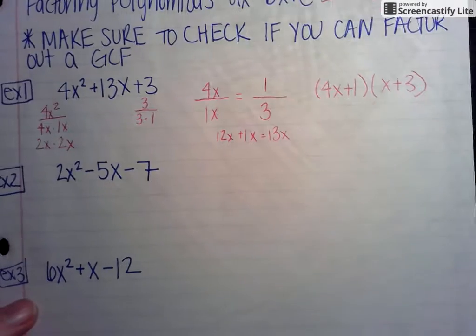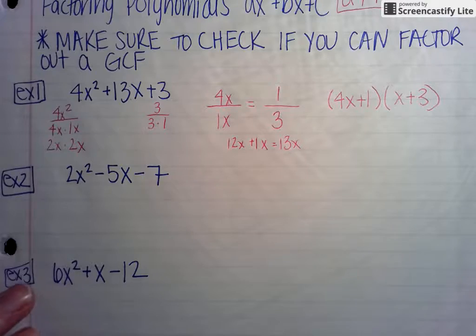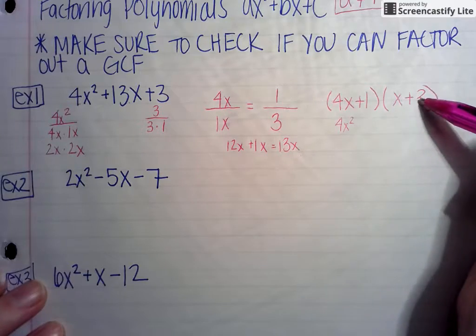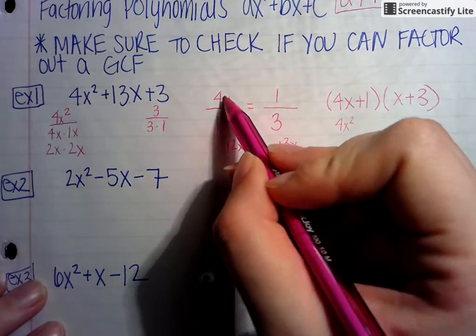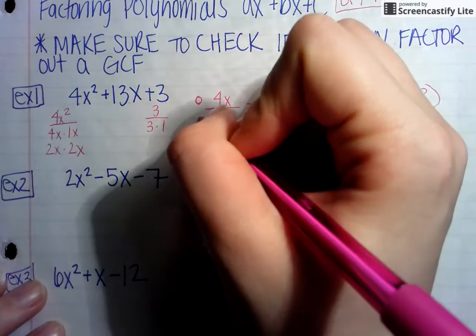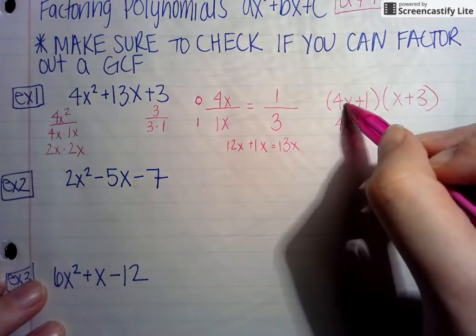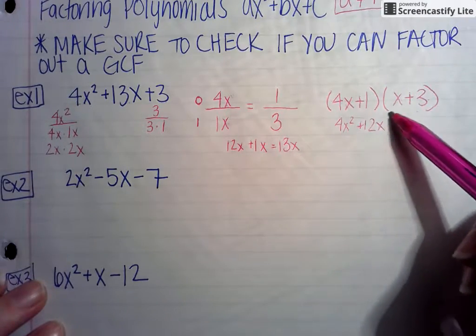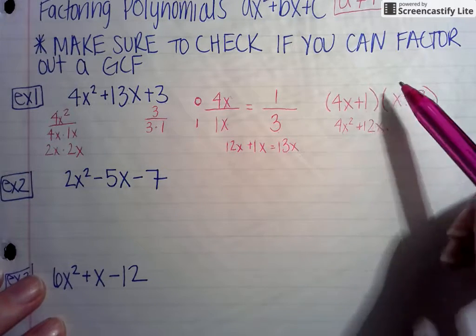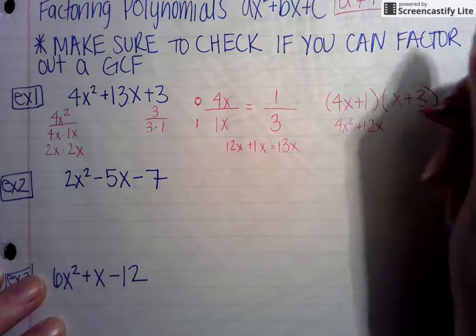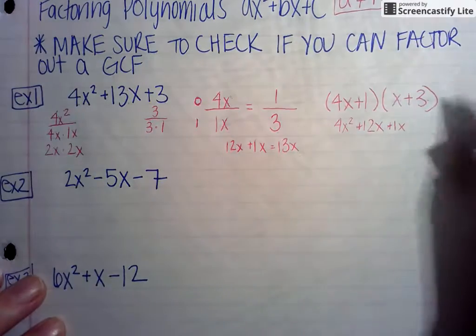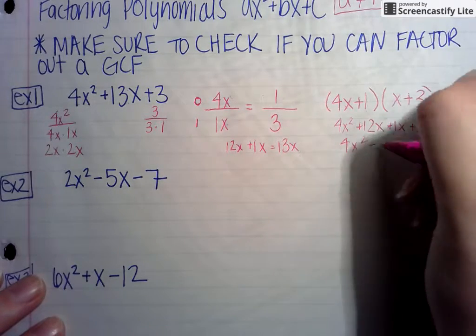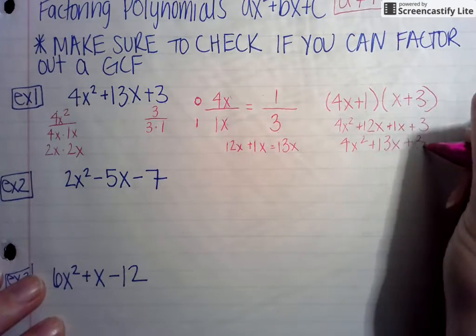Now, if I wanted to try to FOIL, I could check to see if I did it right. Well, if I did 4x times x, that gives me 4x squared. 4x times 3. So basically, this is the outside term, or your O term, and this is your I term in FOIL. So my 4x times 3 gave me that plus 12x. This is my I term, which is my inside. So 1 times x, which gives me that 1x, which was right here. And then 1 times 3 gives me that 3. If you combine like terms, you get your original answer. So that's a good way to check if you want to do that.